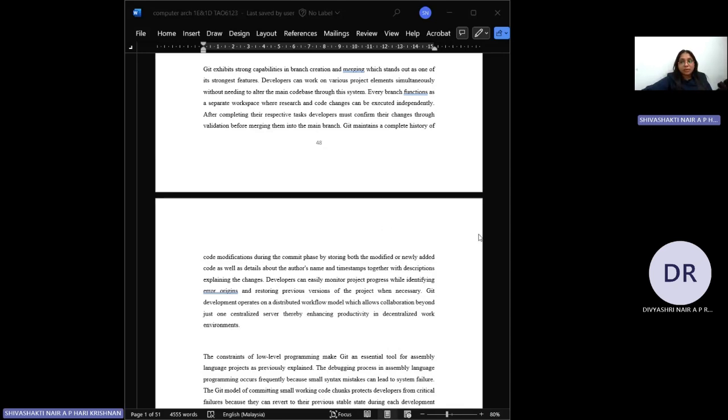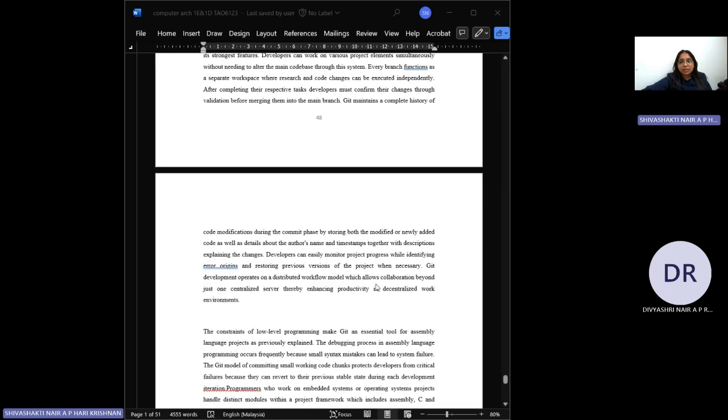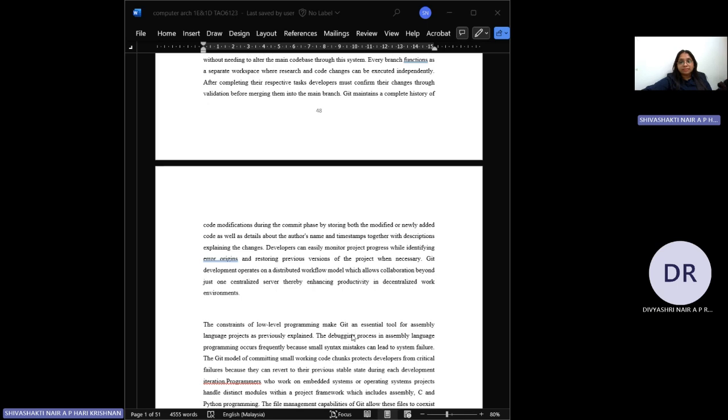One of Git's most powerful features is its ability to create and manage branches. Each branch acts as a separate workspace, allowing developers to experiment, fix bugs, or add features without affecting the main project. Once changes are validated, they can be merged back into the main branch. Git also keeps a complete record of every change, including who made it, when it was made, and why. This helps track progress, spot issues, and restore previous versions when needed.